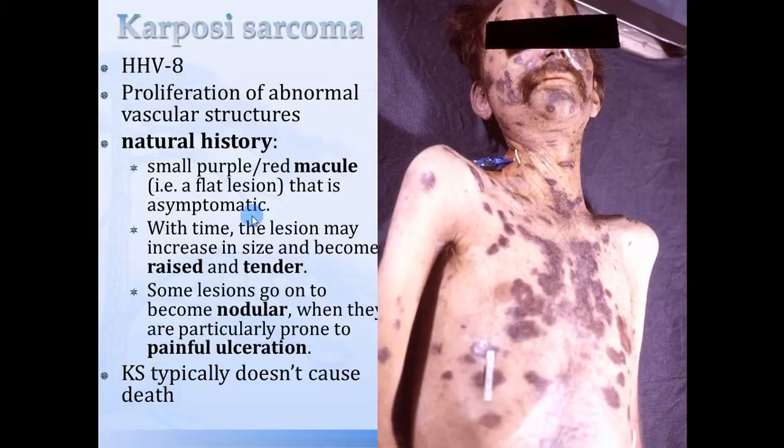Kaposi sarcoma is actually cancer. You can see all these little endothelial cells. They're proliferative. They grow abnormally, and you have this basically outpouching of a blood vessel. So we call these little macules. They're raised lesions, and if you push on them, they don't blanch. They don't turn white. You let go of them, they're still dark, and they're painful. They're prone to ulcerations, so they can pop.